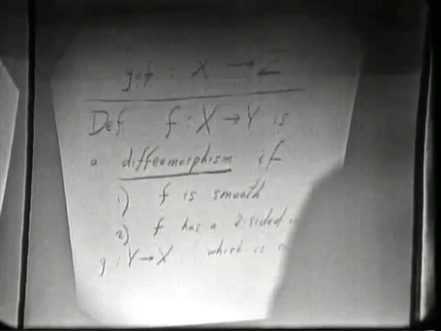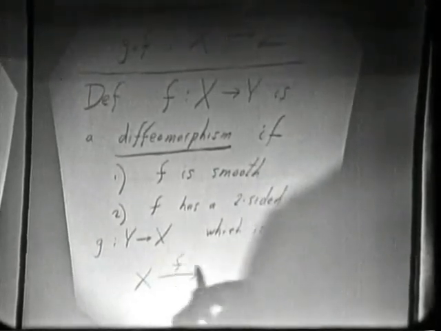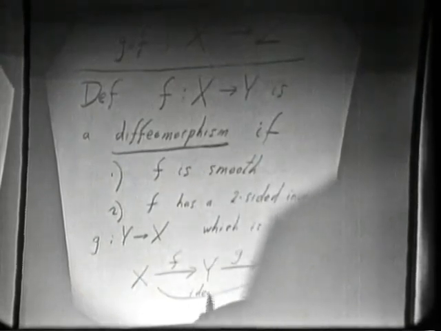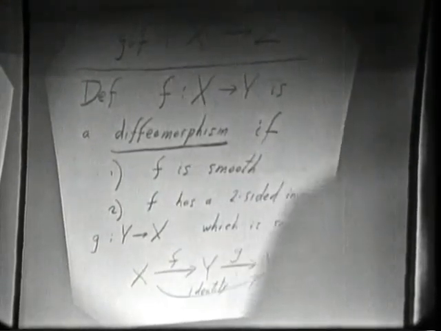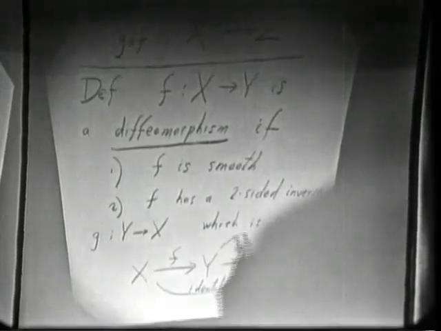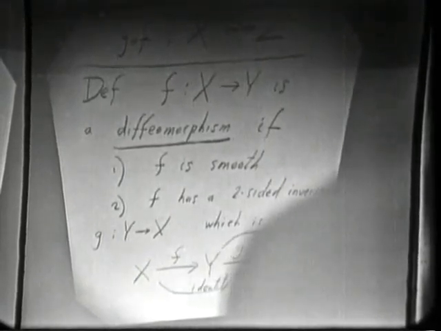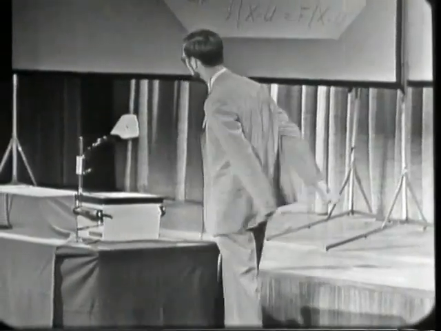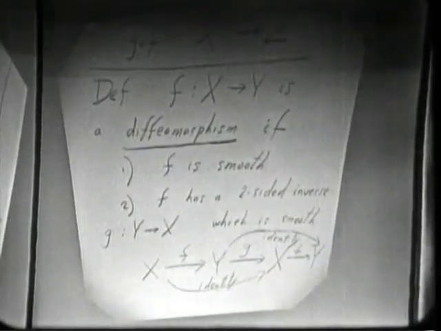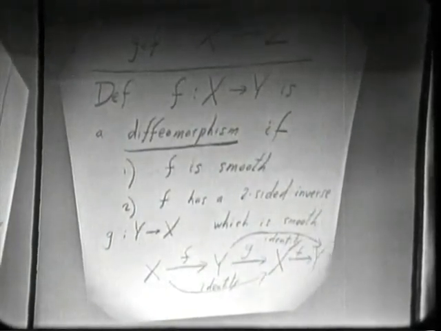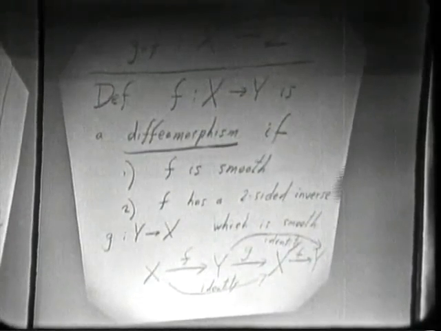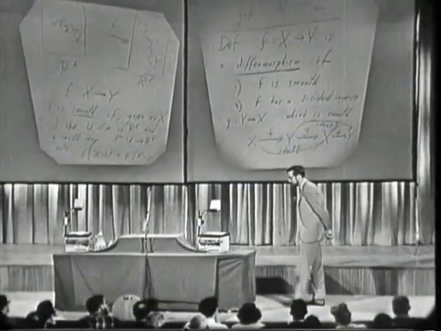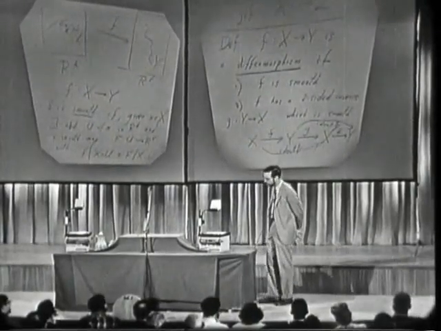In other words, saying it's a two-sided inverse means that if we apply first f and then g, the composition is the identity map of X. And similarly, if we apply first g and then f, the composition is the identity map of Y. And if we have such mappings in both directions, then we say that X is diffeomorphic to Y. And so now we're beginning to be ready to make a definition. As a first approximation, we can say that differential topology studies properties of sets which are invariant under this concept of diffeomorphism.